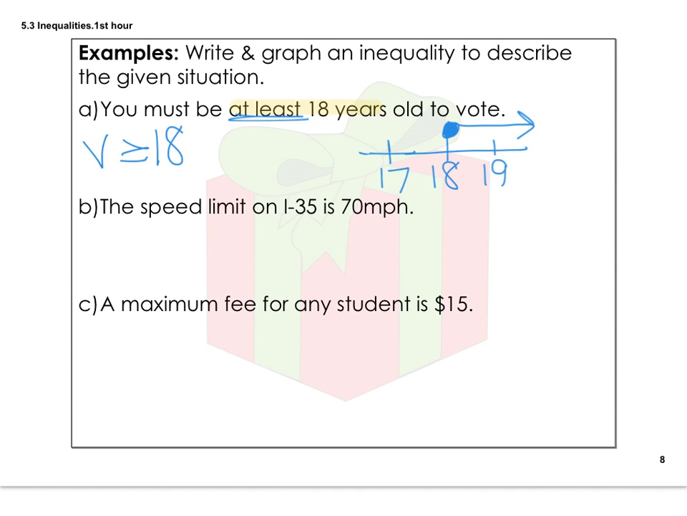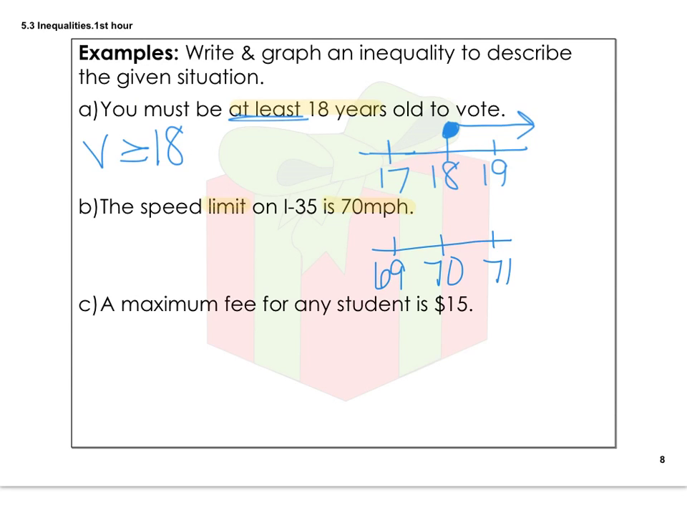All right, on example B, this one says the speed limit on I-35, so Interstate 35, is 70 miles per hour. So I would put on here, highlight the limit is 70 miles per hour. So this one, I'm going to start by making the graph and then writing the inequality, because again, that's how some students need to think about this. They're going to put that 70 in the middle, 71 is bigger, 69 is smaller.